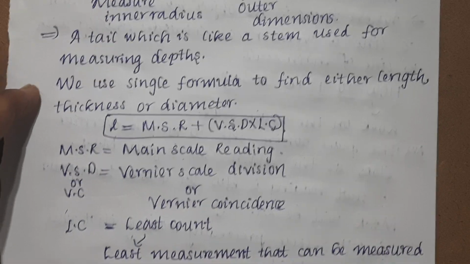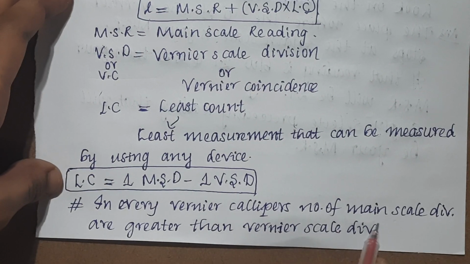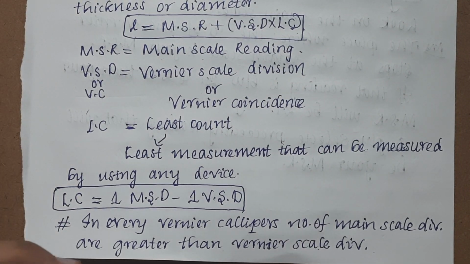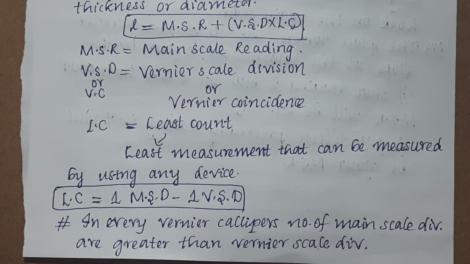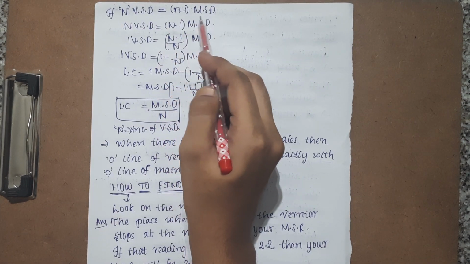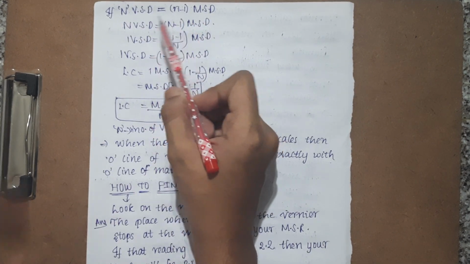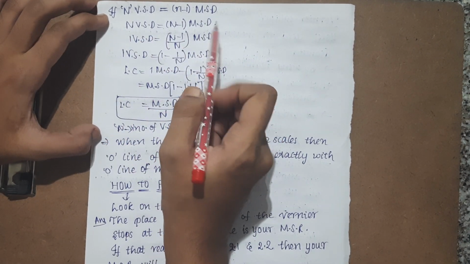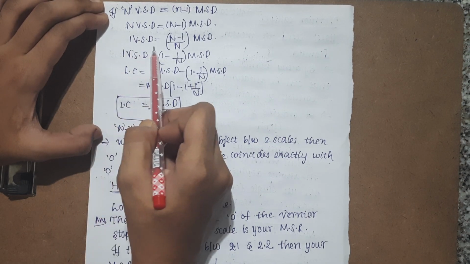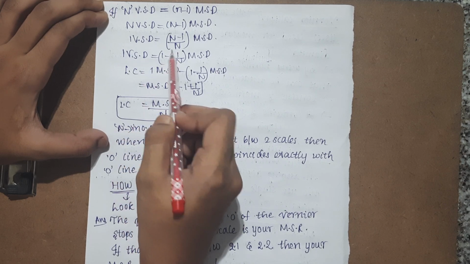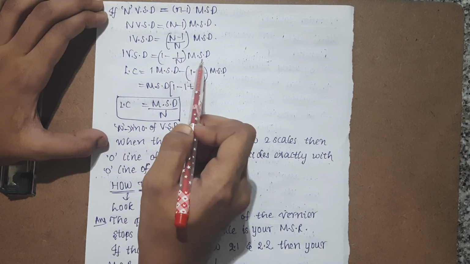In every Vernier calipers, the number of main scale divisions is greater than the Vernier scale divisions. By using Vernier scale division, we can find the measurements of very minute objects. If n Vernier scale divisions is equal to n minus 1 main scale divisions, we can write it as: n Vernier scale divisions is equal to n minus 1 main scale divisions. From this we get 1 Vernier scale division is equal to n minus 1 by n main scale division. It means 1 Vernier scale division is equal to 1 minus 1 by n main scale division.